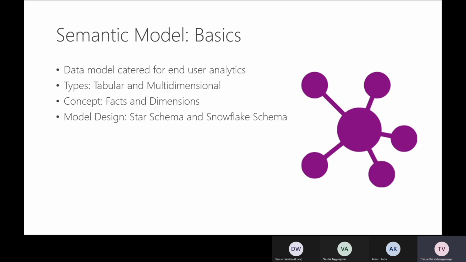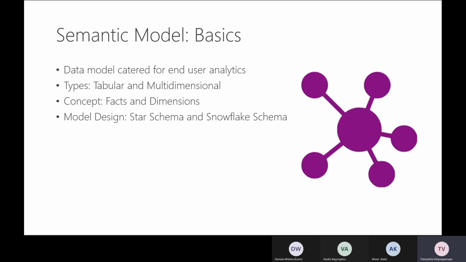When it comes to semantic model design, there are two key designs that we follow in the industry. That's the star schema and the snowflake schema. The star schema is the most optimized for analytical purposes, and it follows a fact table surrounded with dimension tables that are directly connected to the fact table. So it's highly optimal for analytical purposes.